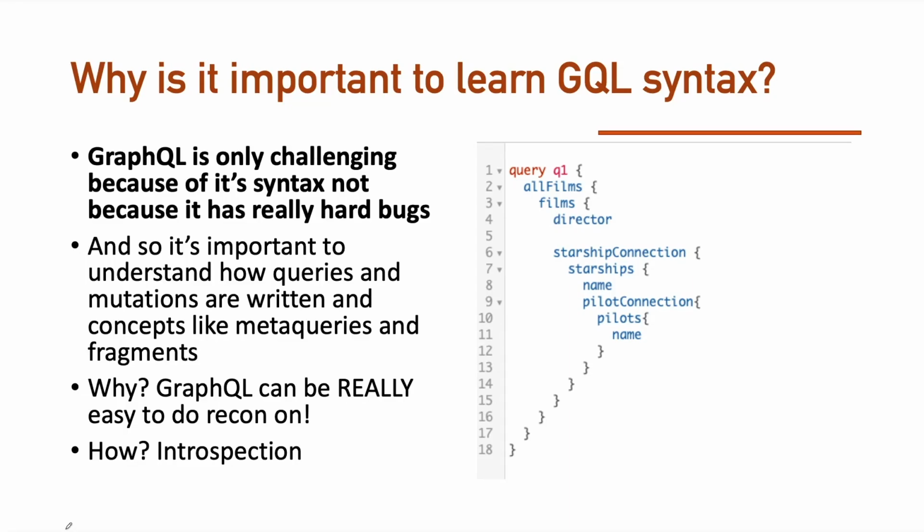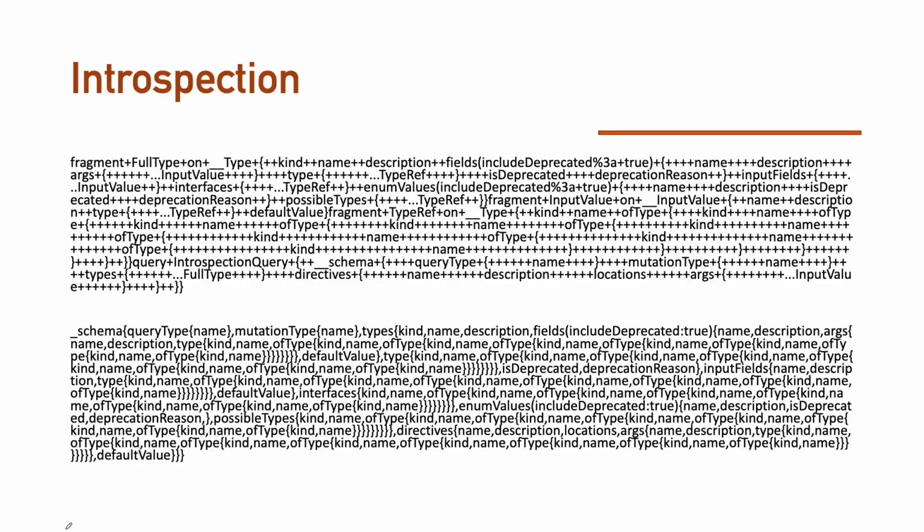I'm going to start with one main idea here. GraphQL is only challenging to do bug hunting on because of its syntax. It's not because it's full of really hard bugs. It is just the syntax. So it's really important to understand how queries and mutations are written and how concepts like meta queries and fragments come together to make recon really easy. GraphQL can be one of the easiest APIs to actually do recon on because of a concept called introspection.